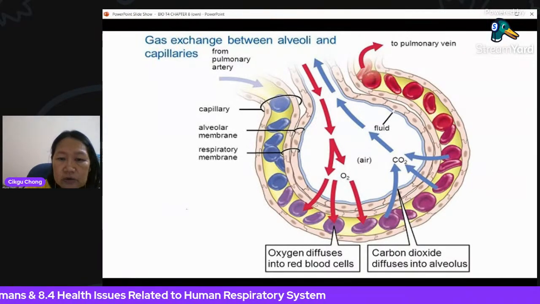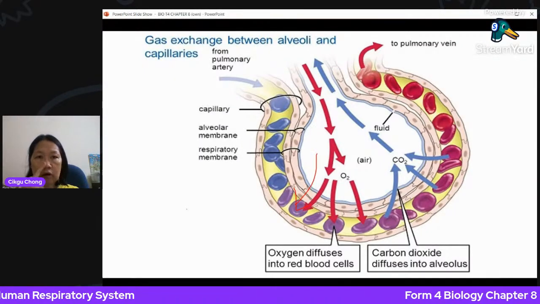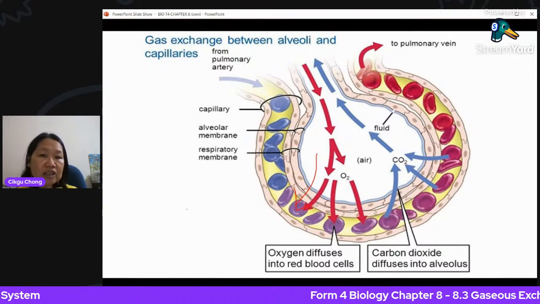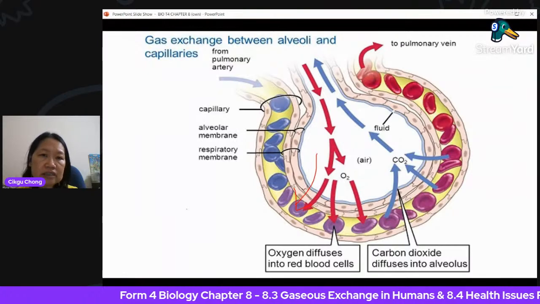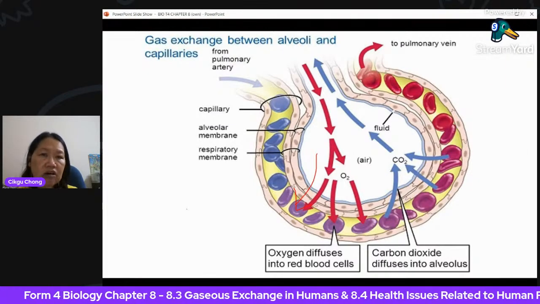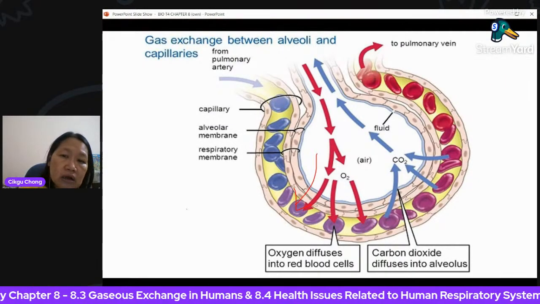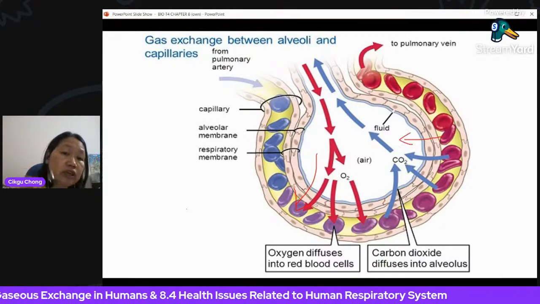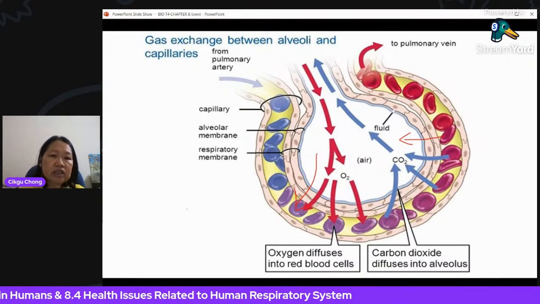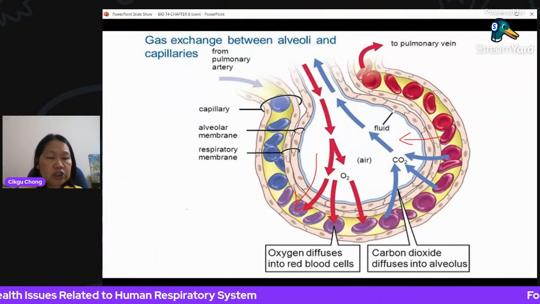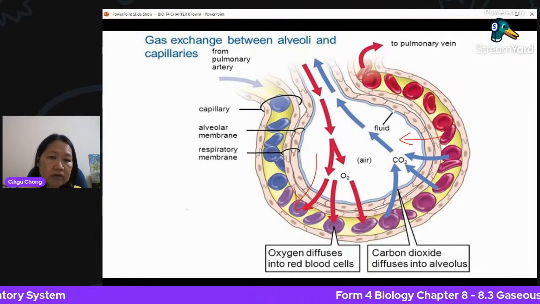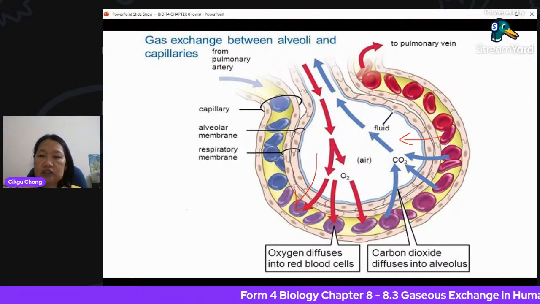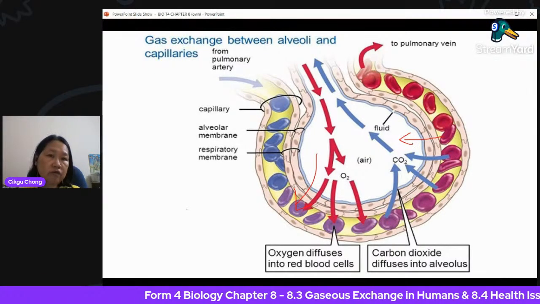So there is a reason, and you have to explain the reason. The reason is because of the concentration, or we call it the partial pressure of gases. Which side has a higher concentration of gas, of carbon dioxide or oxygen? So here you always have to explain why the direction of diffusion for oxygen is always from the alveolus into the blood capillaries, and for carbon dioxide it is from the blood capillaries into the alveolus.